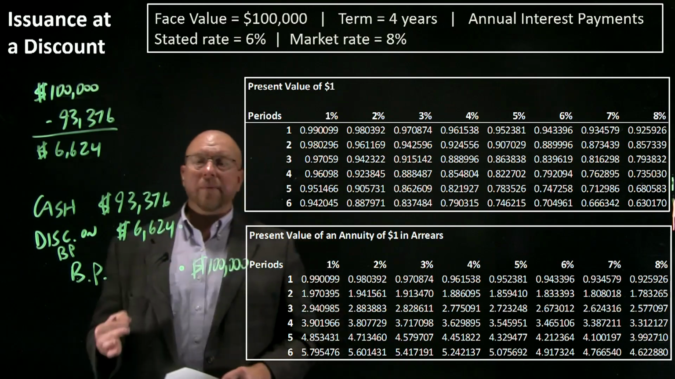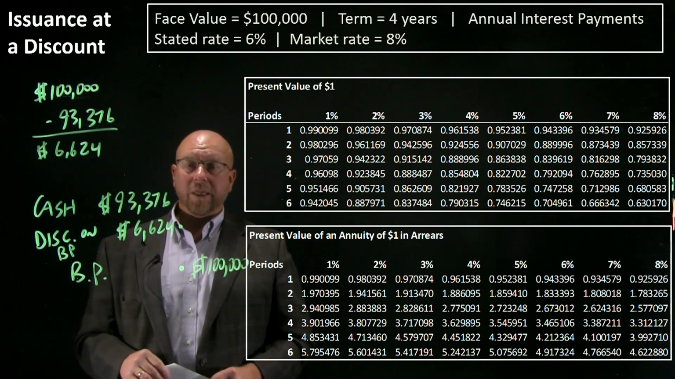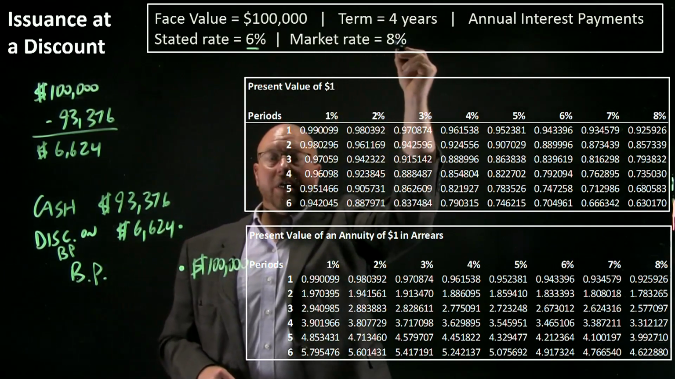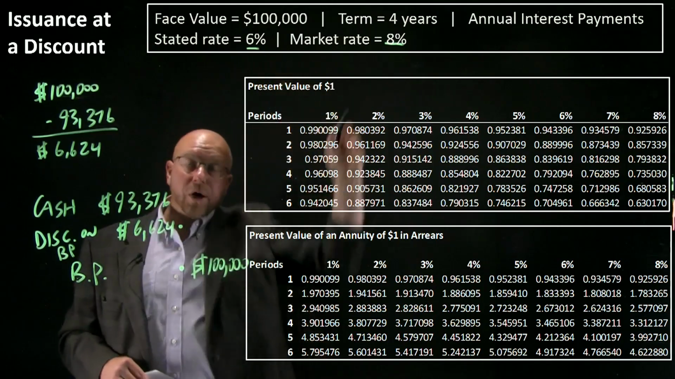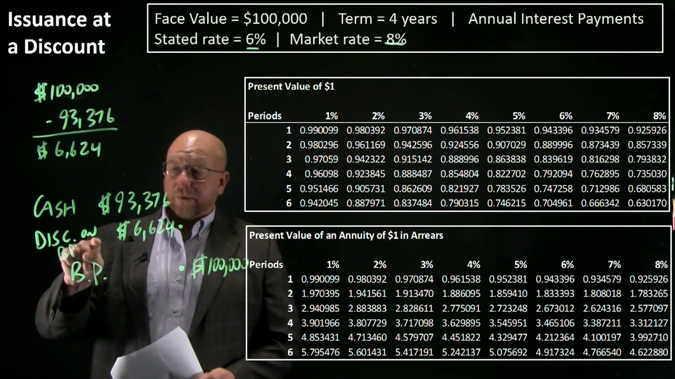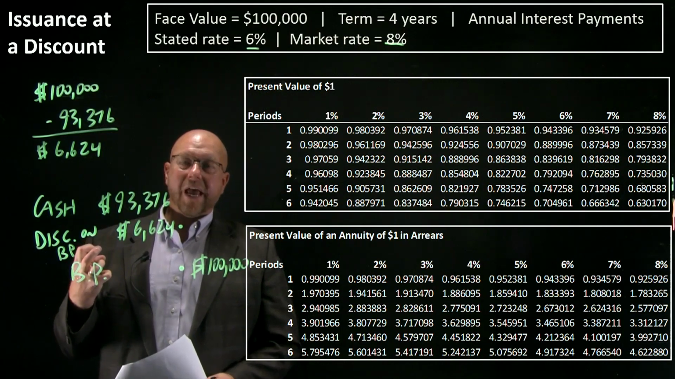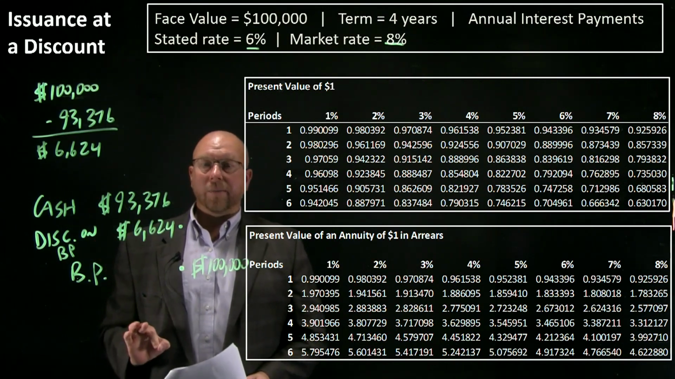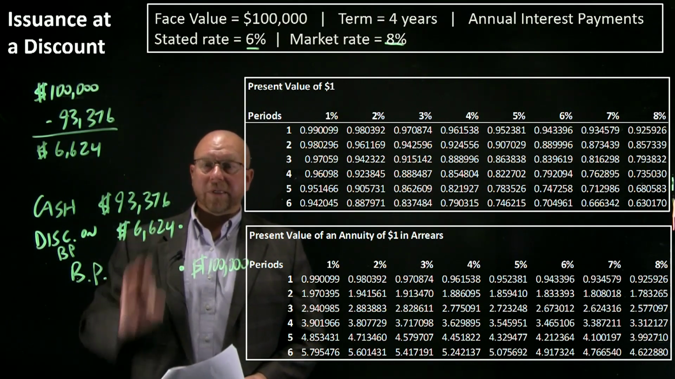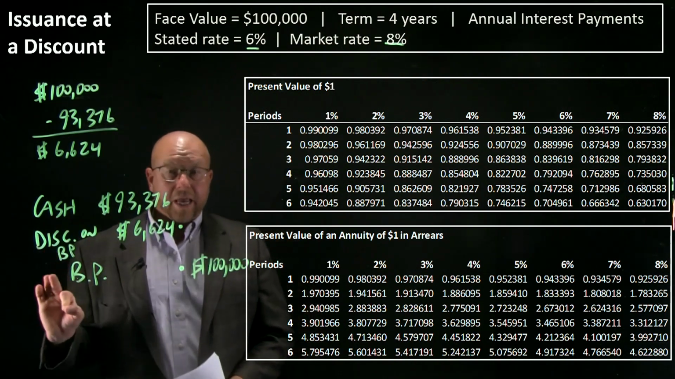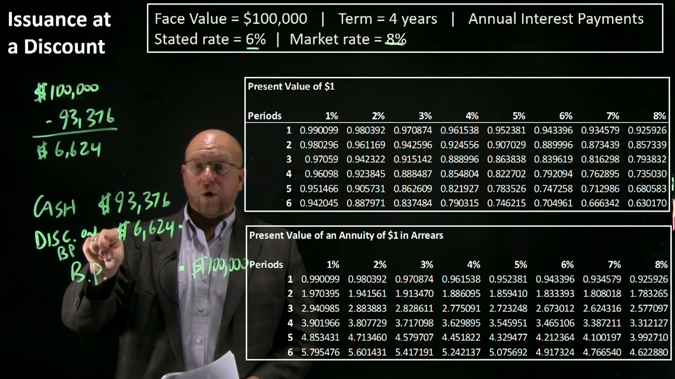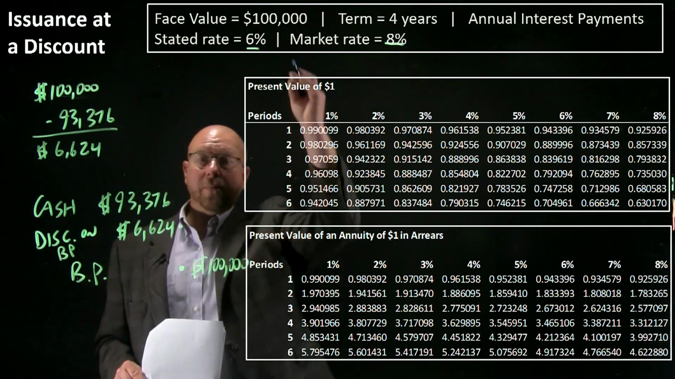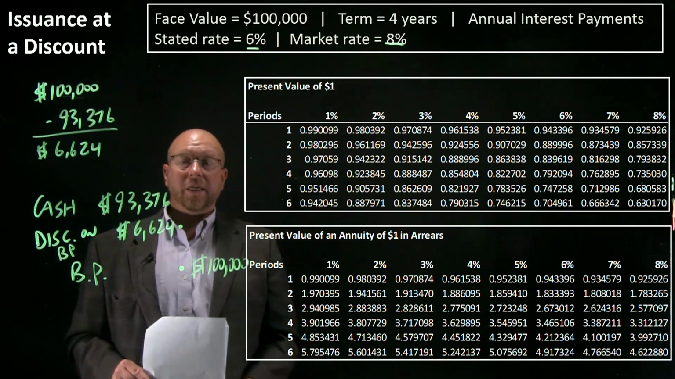Remember when I said that a premium allows a company to borrow at market rates? The discount is forcing this company to borrow at market rates. Because you see, our bonds pay 6%. The market pays 8%. By receiving this discount, okay, by receiving less cash than the face value, this $6,600 discount is just enough to force our company to effectively pay 8% interest on these bonds. Yes, the periodic cash payments are 6%, but over 4 years, this $6,600 we did not receive on the front end is just enough to bump this effective interest rate from 6% to 8%.